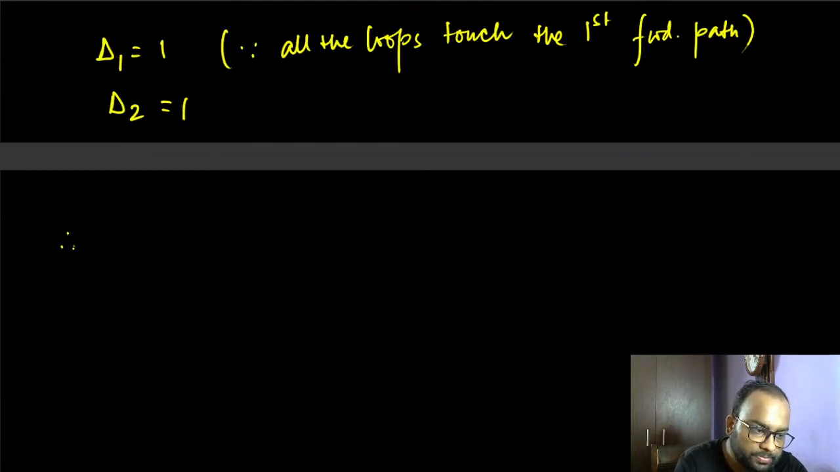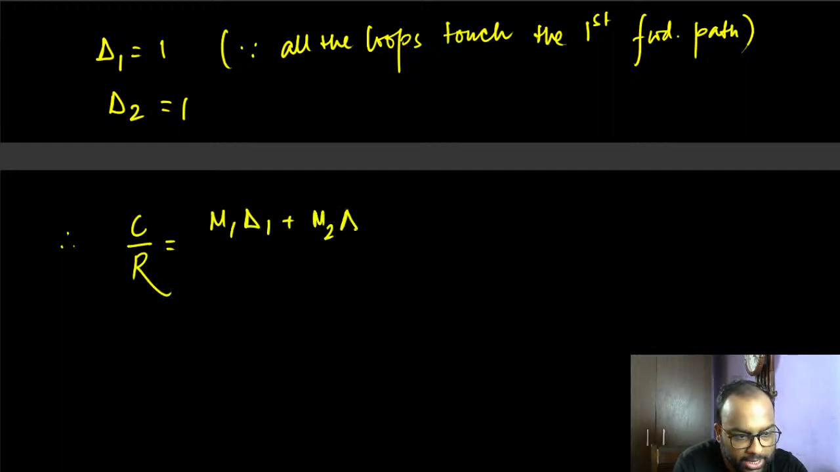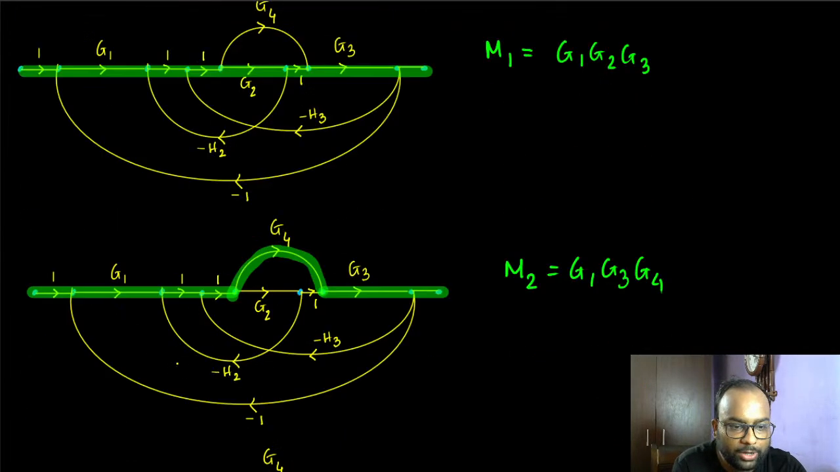Therefore, the transfer function, which is C by R, is equal to M1 delta 1 plus M2 delta 2, divided by delta. Now what is M1 delta 1? I know delta 1 and delta 2 are both 1. What is M1? G1, G2, G3.